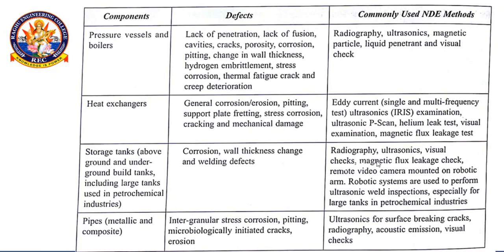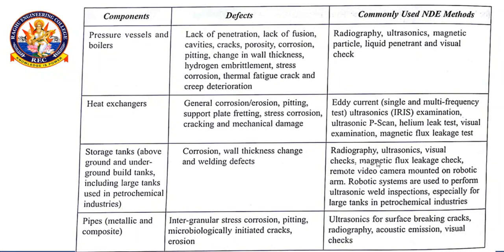Radiographic test, ultrasonic test, magnetic particle test, liquid penetrant test, all five tests we have to conduct to find the defects in pressure vessels and heat exchangers: general corrosion, erosion, pitting, support plate pitting, stress corrosion cracking, and mechanical damage. I have already explained corrosion, erosion, and pitting above. Because heat exchangers are ferrous materials, we generally conduct eddy current testing, ultrasonic testing, and helium leak test.